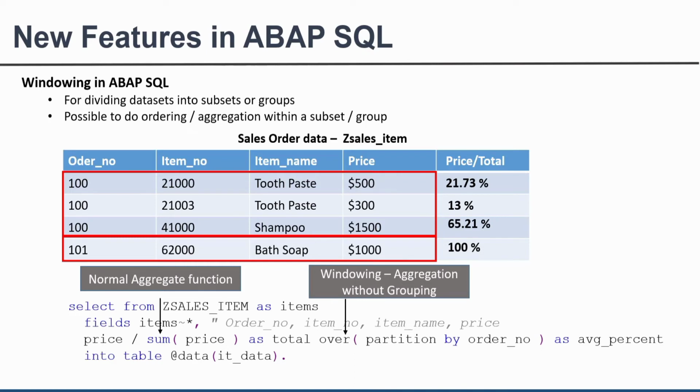So when you say over, it is creating a window, and you say partition by order number. That means you are telling the system to create a window according to the order number field, and that is why it will create two windows, one window with order number 100, another window with order number 101. Then it will calculate the sum of price within that window and then display it, calculate the average and display it under average percentage. So this is how you can create a window and then you can calculate the percentage, or you can do any other type of calculations.